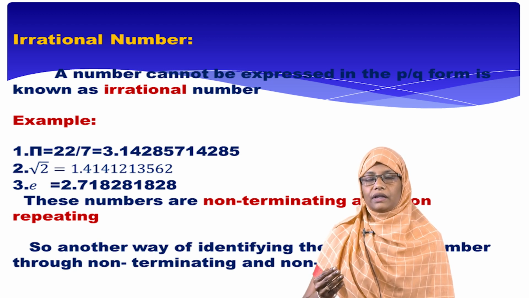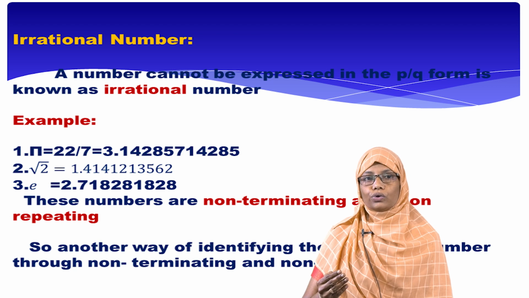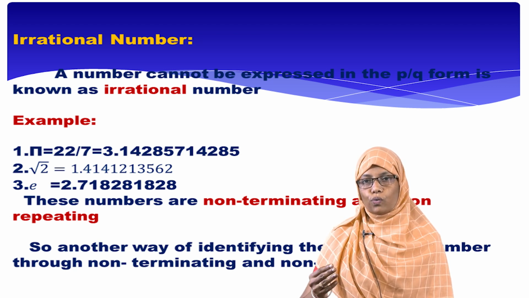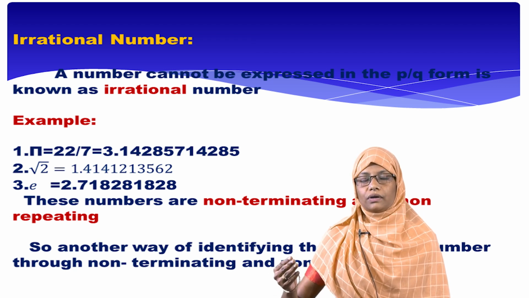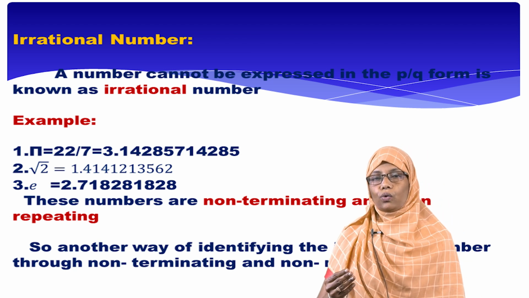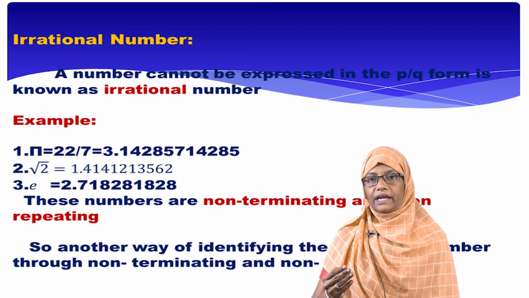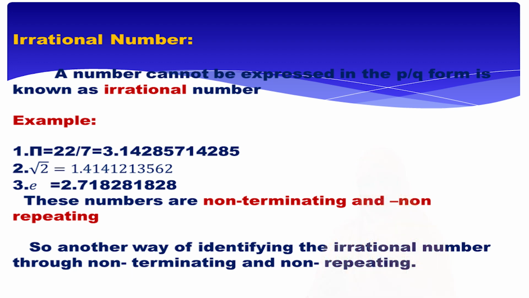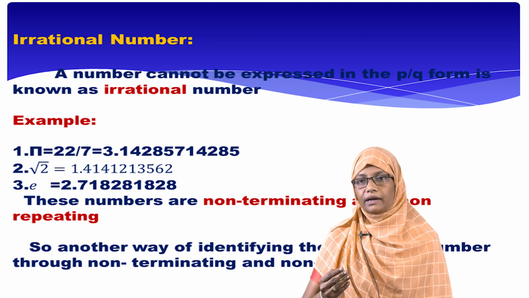The examples are pi, which is approximately 22 by 7, which is 3.14285714285. The next example is root 2, which is equal to 1.41421356. The third one is the exponential, e, equal to 2.71828. These numbers are non-terminating and non-repeating. So, another way of identifying an irrational number is through non-terminating and non-repeating decimals.